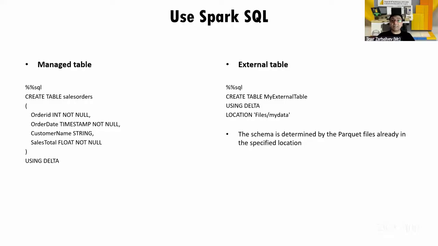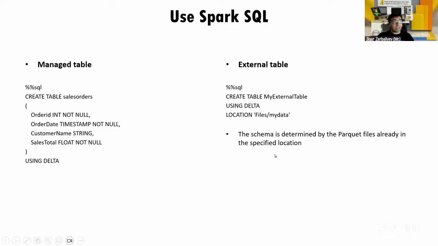The second route is the Spark SQL create table statement. On the left, we are creating a managed table called sales orders. We declare the columns and their types exactly as we would in any relational database, and then we add using delta, to tell Spark which format to use. That's the only unfamiliar part of the syntax.